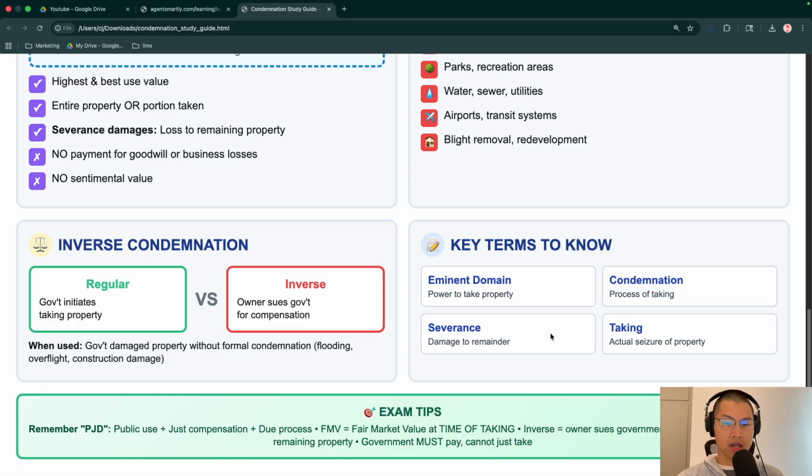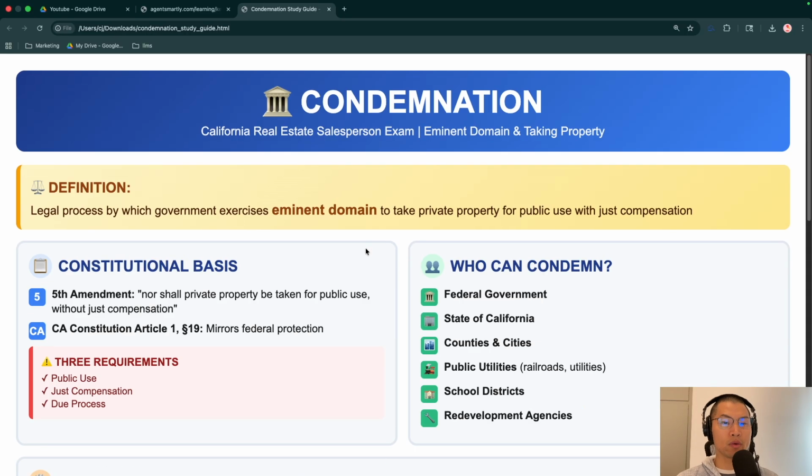So for the exam tips, I'm just telling you that JPJD means just compensation, public use, and due process. Public use, let me highlight this as well. Public use and compensation and due process. So fair market value at the time of taking. Okay, so that will be what we cover today on this condemnation key concept.